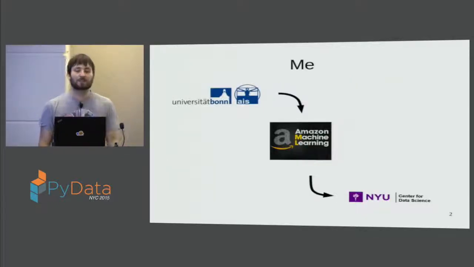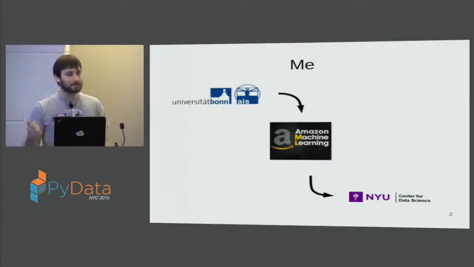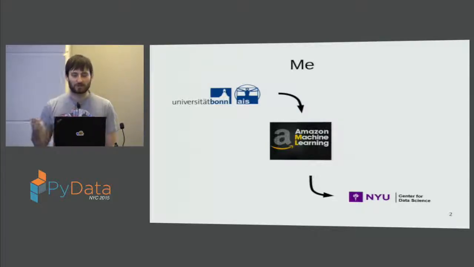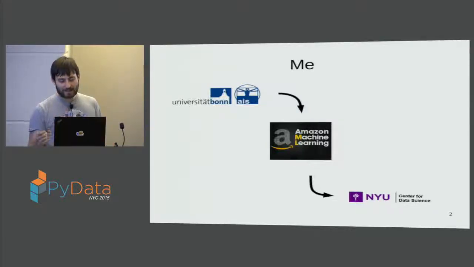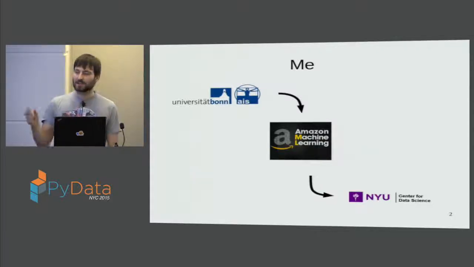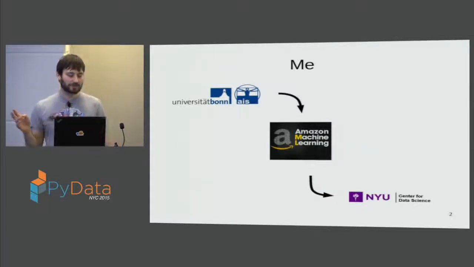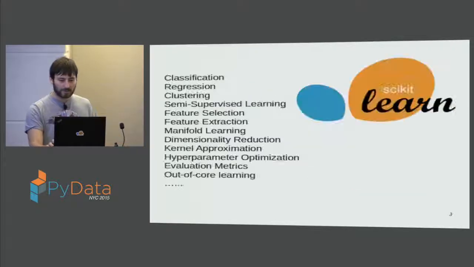To start off, a little bit about myself. I did my PhD in Germany at the University of Bonn in computer vision and machine learning. I went to Amazon Machine Learning in Berlin for about a year. And now, since the last year, I'm at the NYU Center for Data Science. So I think since my PhD days, I've been a contributor to scikit-learn. And now I'm lucky that I can do this full time. So NYU pays me to work on scikit-learn nearly all of my time.